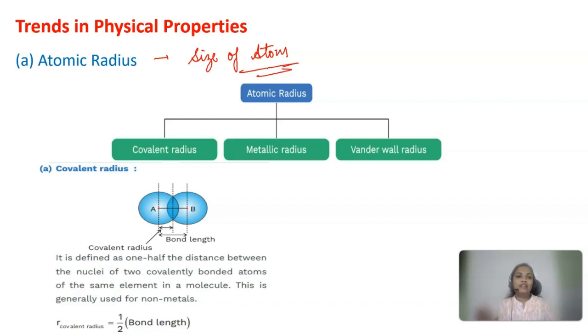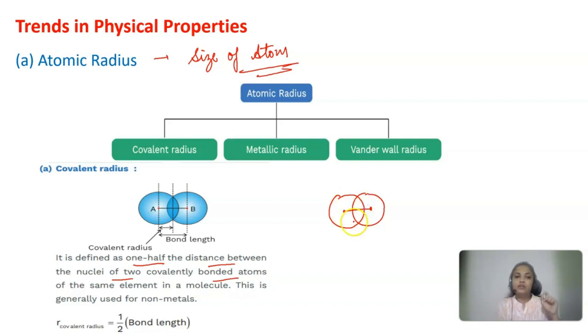Okay, so covalent radius. So we all know about what are covalent compounds, right? Where sharing of electron takes place between two atoms. So covalent radius means 1/2 the distance between the nuclei of two covalently bonded atoms of the same element, okay, in the molecule. So generally we use this for the non-metals, because in the case of non-metals, we usually have covalent bonding, right? So let's say two non-metals are bonded with each other, so sharing of electron takes place like this. So if we have two atoms of the same element, it will be like this.